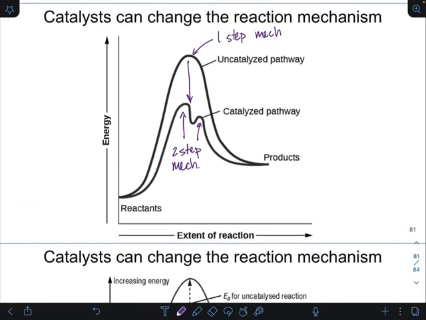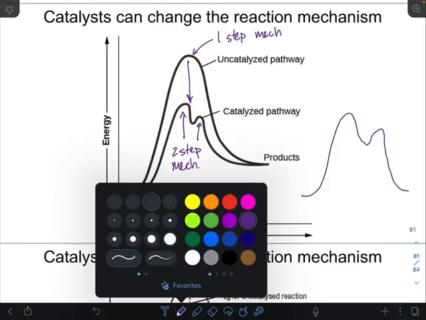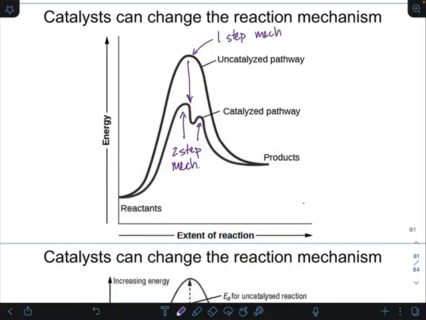If we were to zoom in on the second, sorry, let me redraw that maybe. So this is a catalyzed energy diagram. You can see that actually in both cases, energy of the reactants and products doesn't change. This is an endothermic reaction. It's going uphill.